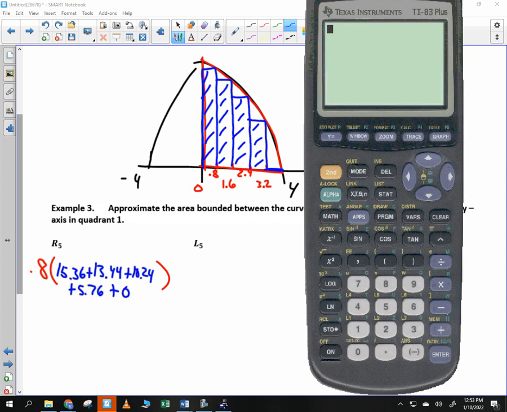So let's add that up. Let's see what we get here. 15.36, 13.44, 10.24, 5.76, and I get 44.8. And I've got to multiply that by 0.8, and I get 35.84.